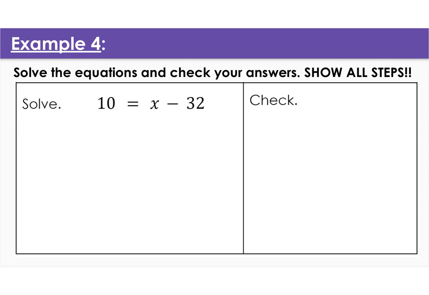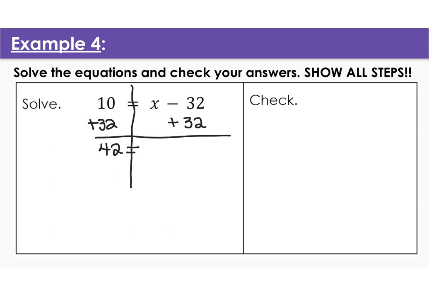Okay, 10 equals x minus 32. This is subtraction again, or negative 32. The opposite operation would be adding. So I'm going to add 32 to both sides. 10 plus 32 is 42. Bring everything down, including the equal sign. These cross out, and I am left with x equals 42.